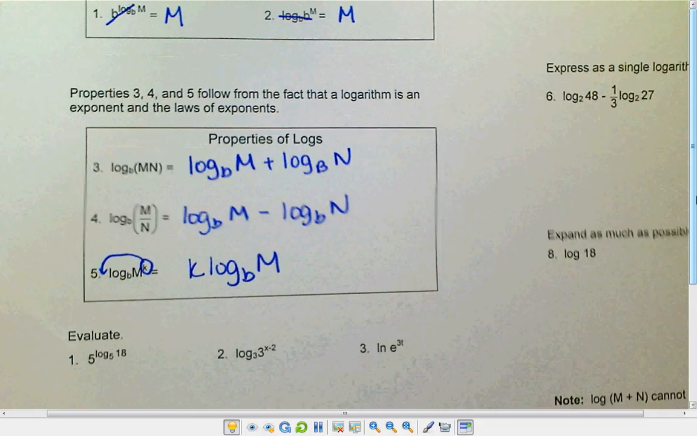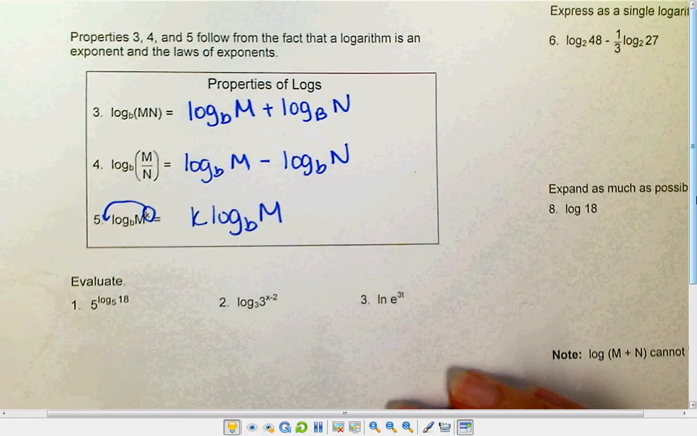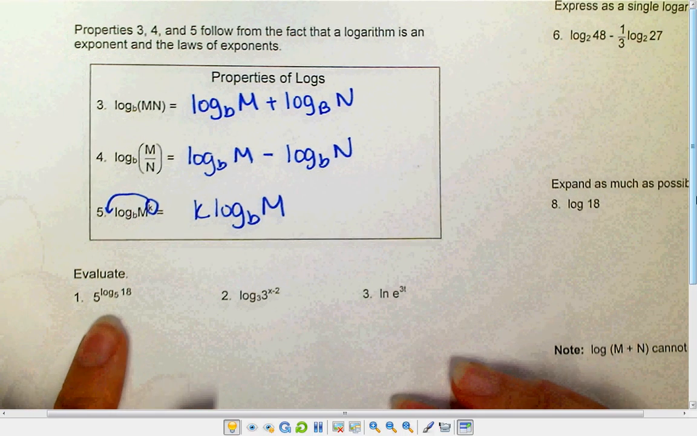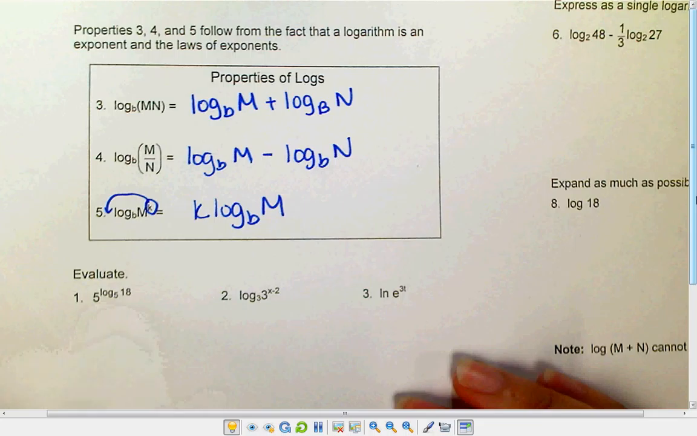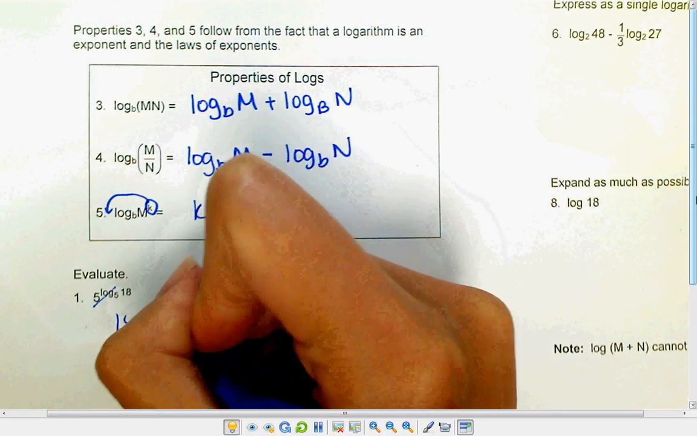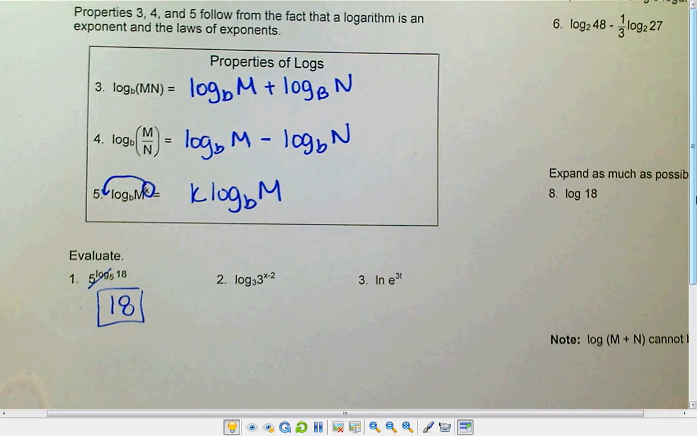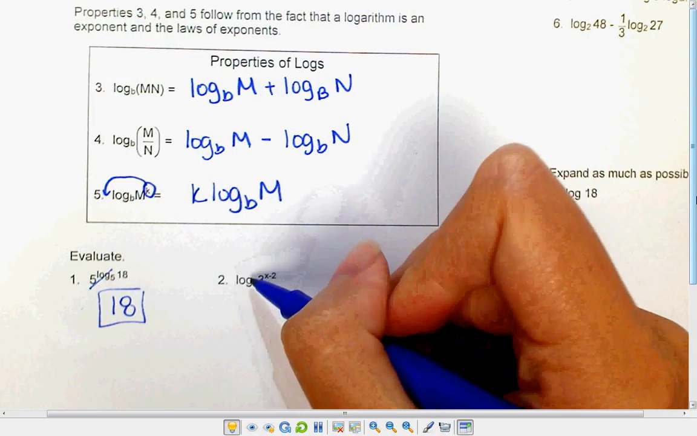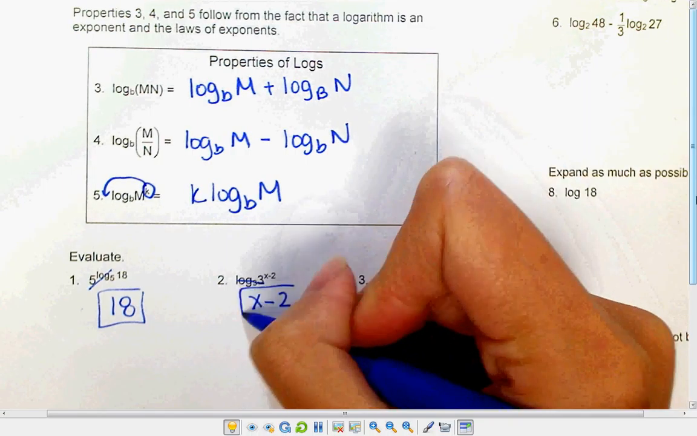So for number one, we're trying to evaluate this. This is kind of what we did yesterday, but this is actually going to be even simpler. So we have 5 to the power of log base 5. Since they're both the same base and they're inverses, this cancels out to just give us 18. Number two, very similar, we have log base 3 of 3 to the power of x minus 2. Again, same base, they're inverses, they cancel out, it just leaves you with x minus 2.